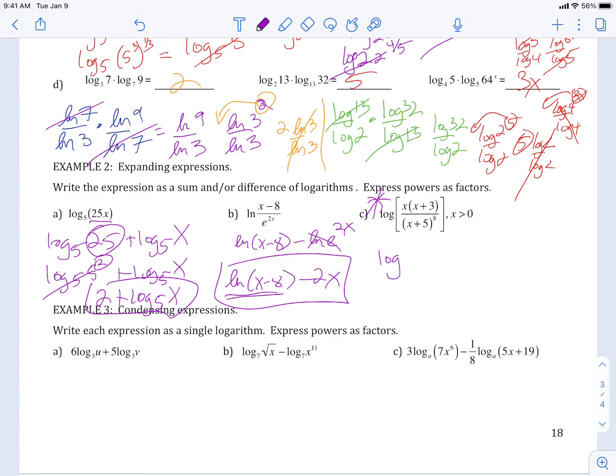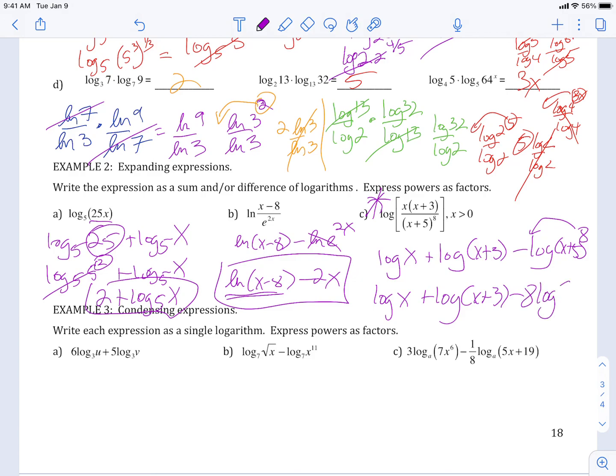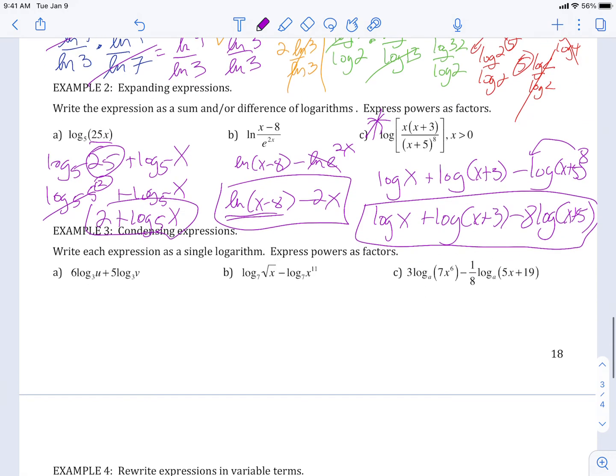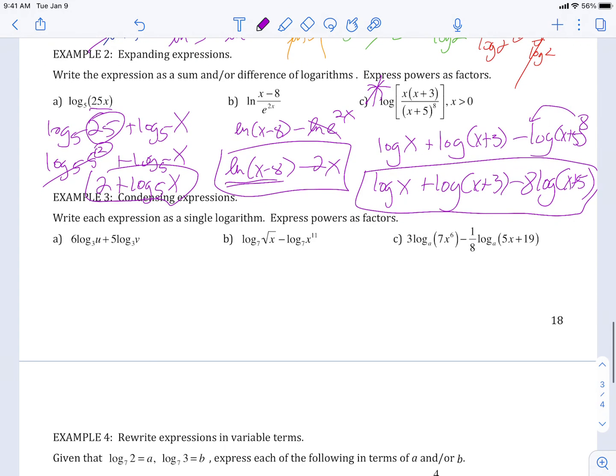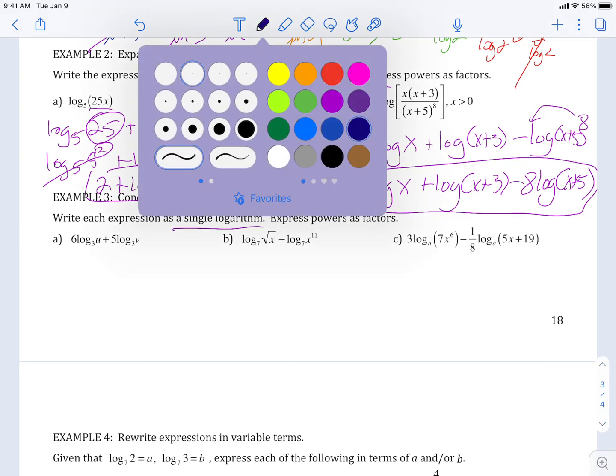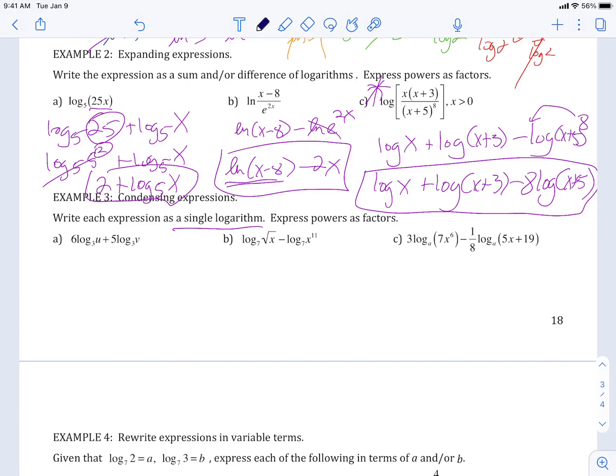So common log x plus common log of x plus 3 minus common log of x plus 5 to the 8th. But I can bring that 8 out in front. So log x plus log x plus 3 minus 8 log x plus 5. So this is called expanding. You're rewriting it as long as you possibly can rewrite something. And this is condensing. So you're writing it as a single logarithm, which means you're trying to condense it as small as you possibly can.